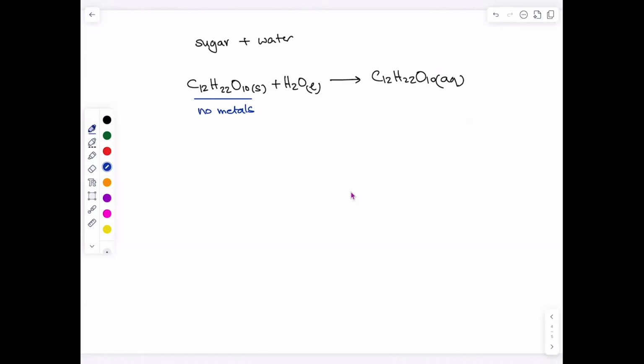But it isn't, because this is a large molecule. Sugar doesn't react with water. It just dissolves in water. It's not difficult to remember, because you know from experience that sugar doesn't react with water. It just dissolves.